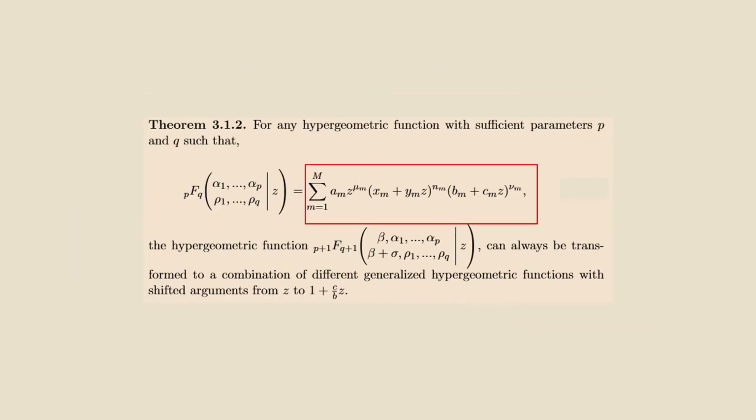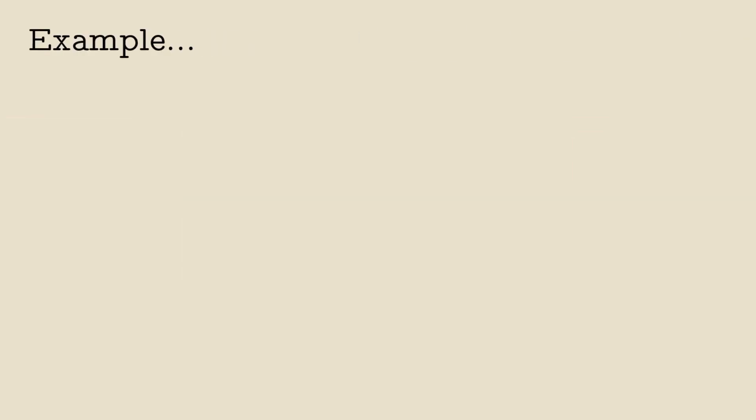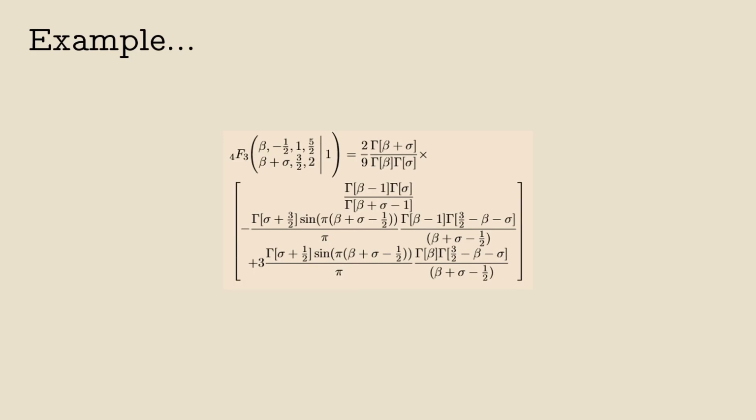As a consequence, this allows us to predict when we can have a closed form expression for a certain GHF based on the value of the argument z. In this case, z should be equal to negative b over c. Here's an example. Without the knowledge of the theorem, we would evaluate this GHF using its infinite series definition. But now, we were able to find a closed form expression when z equals 1.